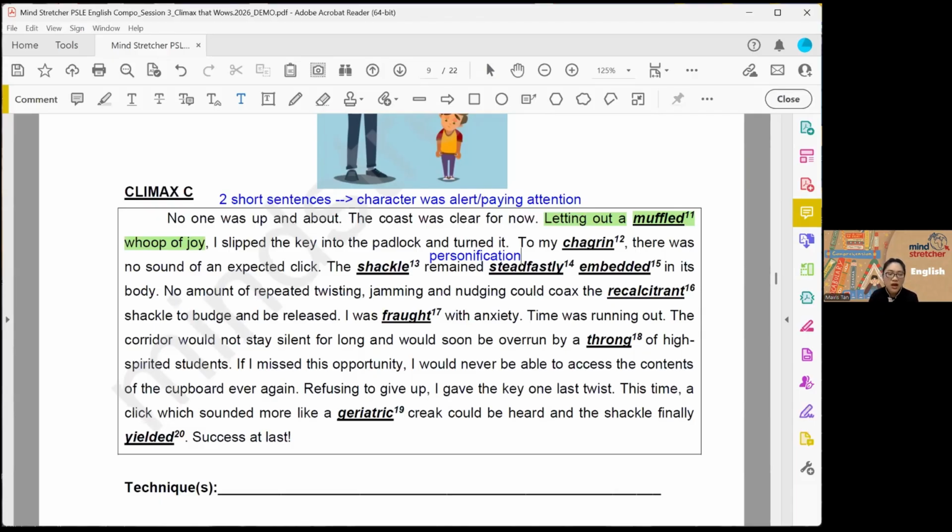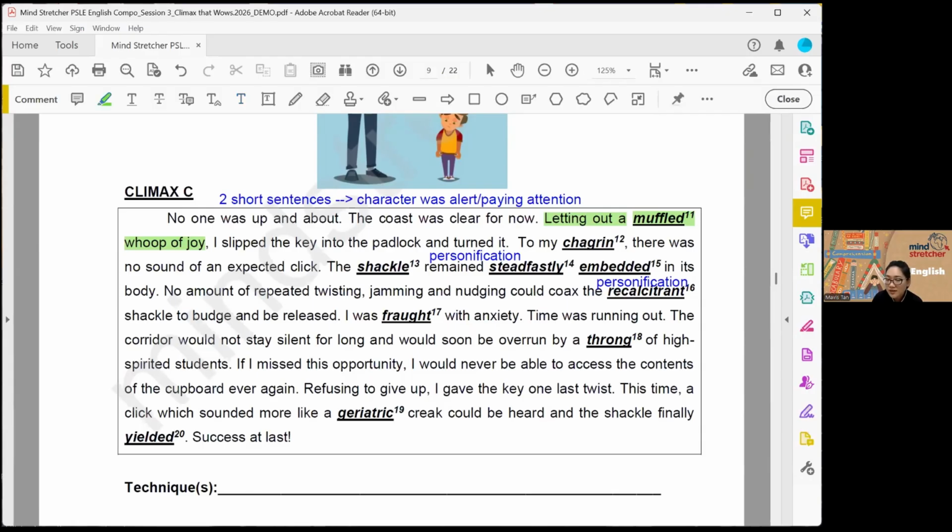It will not budge. No amount of repeated twisting, jamming, and nudging could coax the recalcitrant shackle. Again, personification. Because just like I told you, recalcitrant is someone who keeps breaking rules. But this is not a person. This is a lock. So it's saying that I did this, and this, and I could not coax it. Like, lock, please, oh, please unlock. You're talking to it. Okay, it refuses to budge. The shackle is recalcitrant. It will not give in to you.